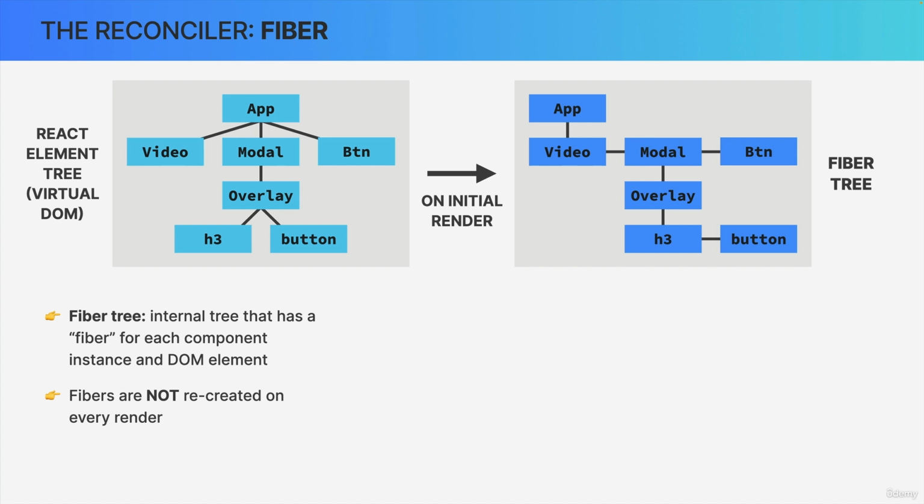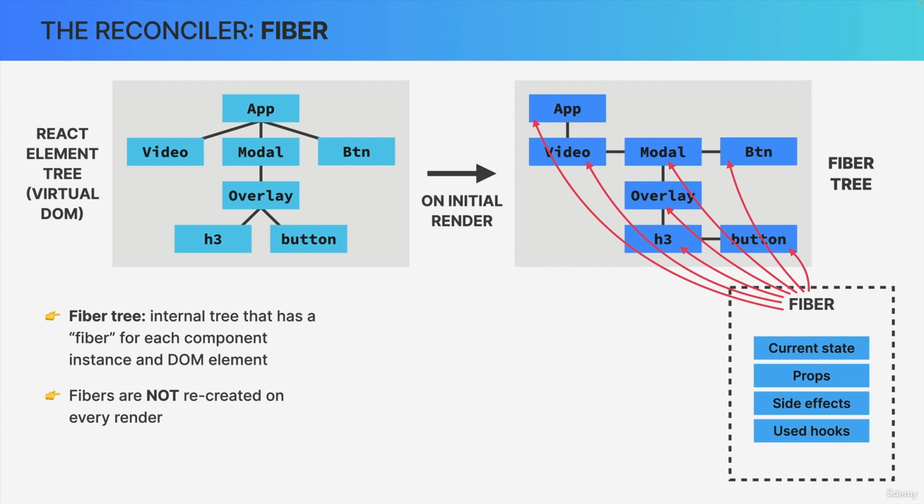Now, what's special about this tree is that unlike React elements in the virtual DOM, fibers are not recreated on every render. So the fiber tree is never destroyed. Instead, it's a mutable data structure, and once it has been created during the initial render, it's simply mutated over and over again in future reconciliation steps. And this makes fibers the perfect place for keeping track of things like the current component state, props, side effects, list of used hooks, and more.